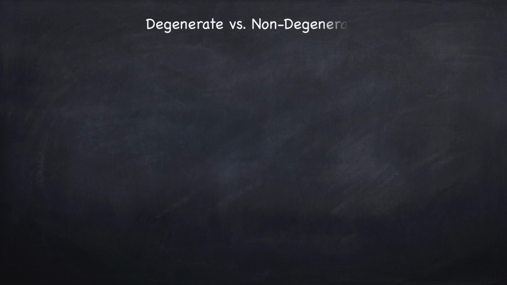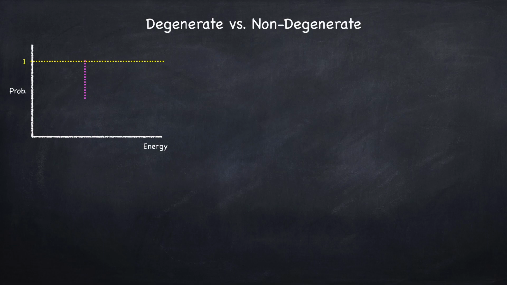At this point, your brain may be hurting a little bit, so let's try to visualize the difference between degenerate and non-degenerate matter. If I draw a graph of the probability versus the energy state, the probability being the probability of occupying a given energy state, and here I have a probability of 1, and here I have the Fermi energy, at 0 temperature, the probability distribution will look like this. So below the Fermi energy, the probability of occupying a state is 1, and above, it's 0.